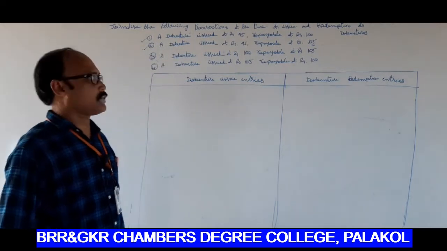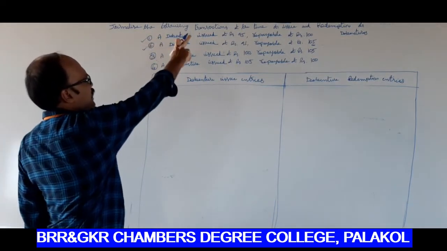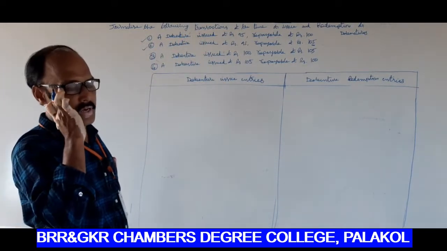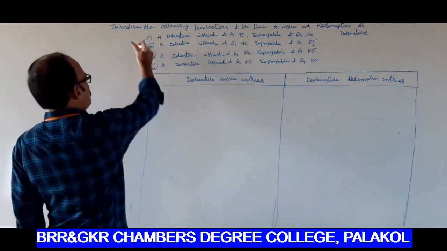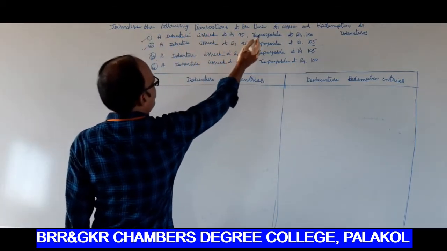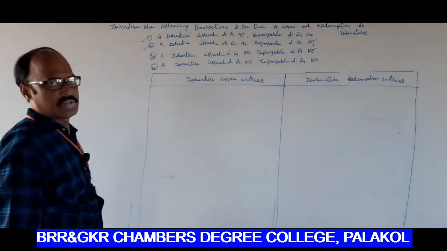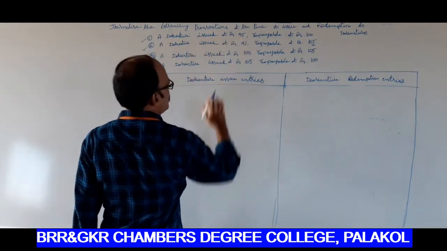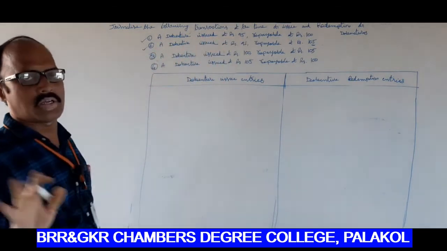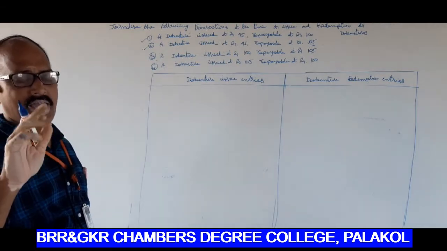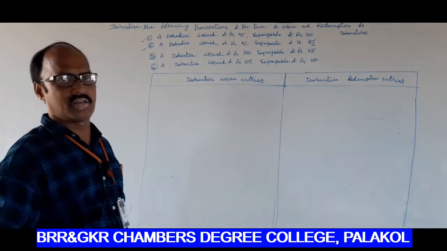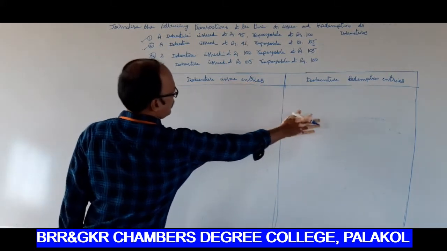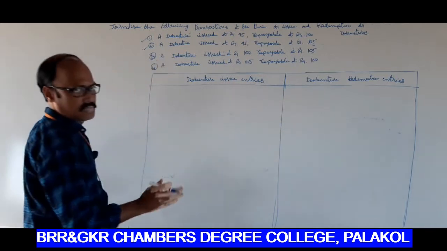Everyone, today I want to discuss the issue and redemption of debentures, at the time of issue and at the time of redemption. Journalize the following transactions at the time of issue and redemption of debentures. First one, a debenture issued at rupees 95, repayable at rupees 100. The actual value of each debenture is treated as 100. First, the debenture issue entries. Second situation, the debenture redemption entries.